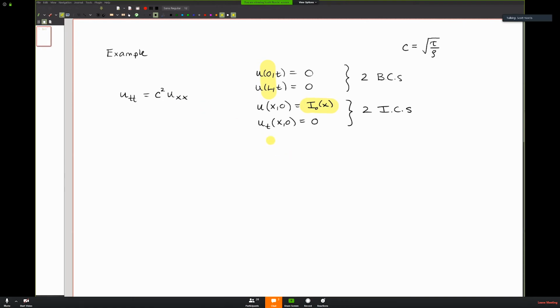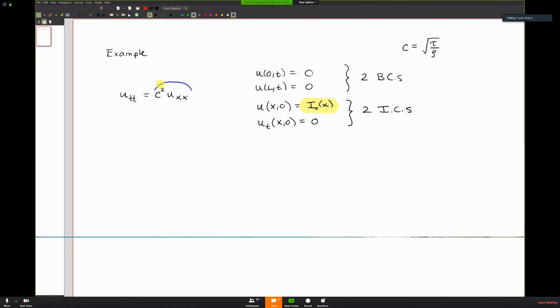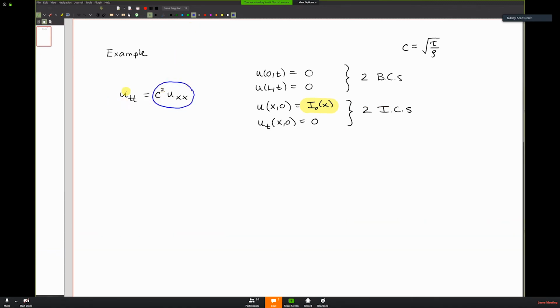Okay, so let's go ahead and solve this. Like all problems in this class, the key thing is to identify the spatial operator, and it's right here. We've got our time derivatives over here. It's not part of the spatial operator. We're going to call this the spatial operator right here. So we're going to define LU equals c squared UXX.